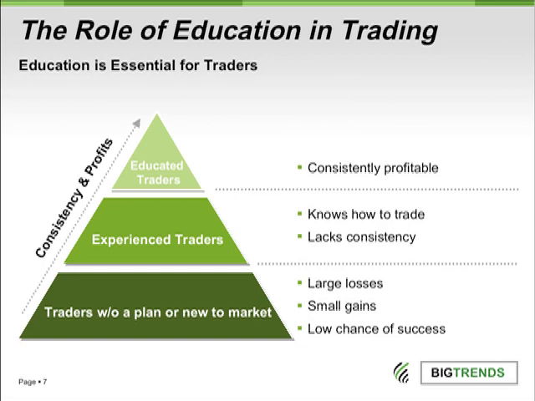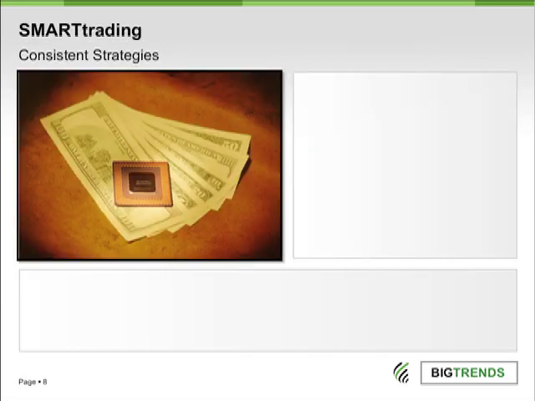That's what the big trends approach is geared to do: educating you on turning around that natural human behavior pattern of not wanting to take a loss, and saying, hey, if it's not working quickly, get that money back and let's move it into something else that's got a better chance to work. And so we call this smart trading, looking for more consistent strategies.